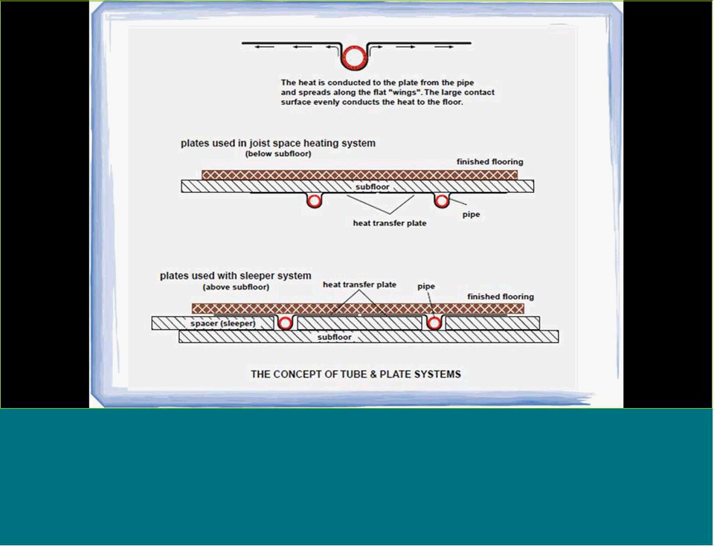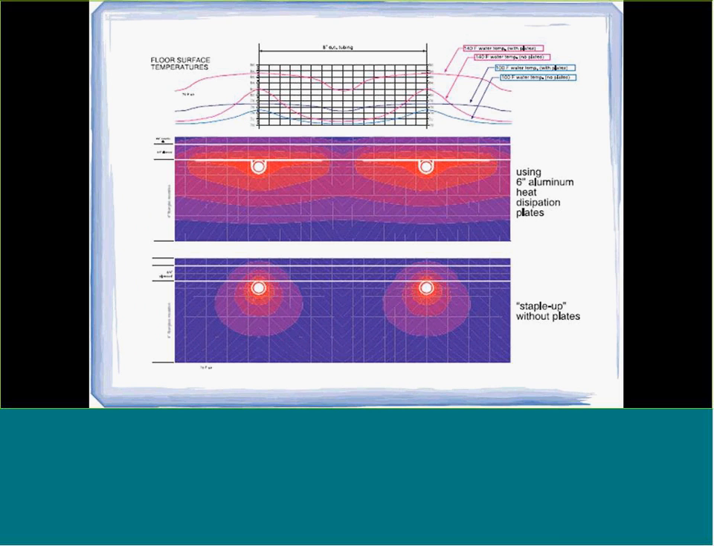And the reason for that is because we have more surface of the tubing touching the heat transfer plate than if we just attached it to the floor. So the more surface area of the pipe we have touching, the heat transfer area grows with that. And if you've got a metal plate, aluminum or steel or whatever the material is, there's even graphite plates now, that heat is transferred along the surface of the plate so that we get a lot more even distribution of the heat.